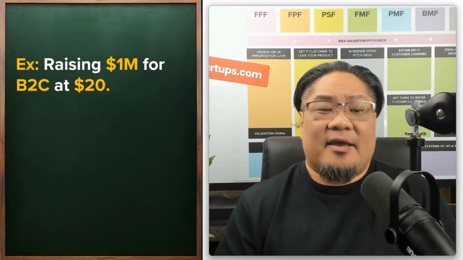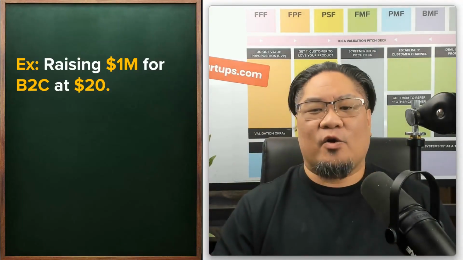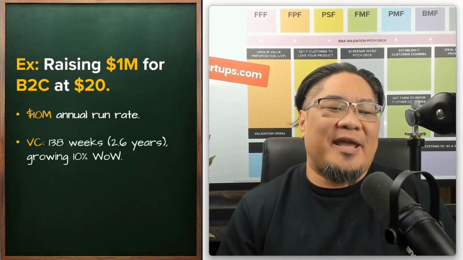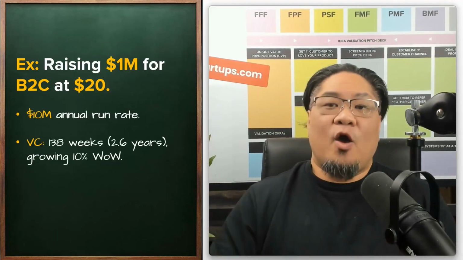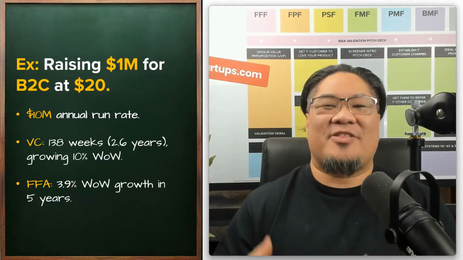Let's go back to B2C. Say you're raising $1 million and it's a $20 product, something that sells retail or it's on the shelf. $10 million annual run rate, that's your target. 138 weeks, 2.6 years, growing 10% week over week. And FFA, you only need 3.9% week over week growth to reach that in 5 years.